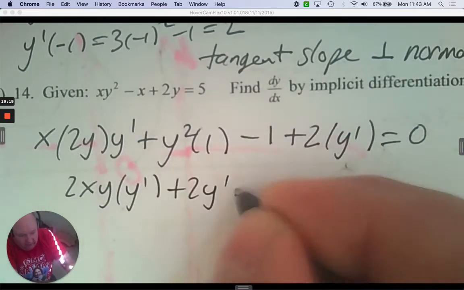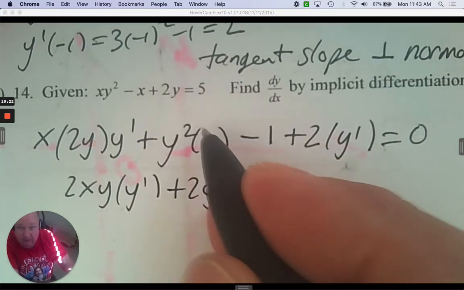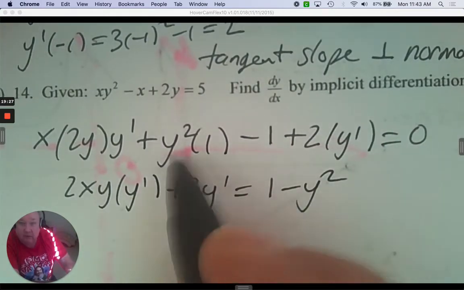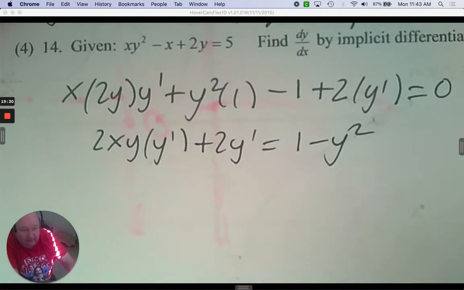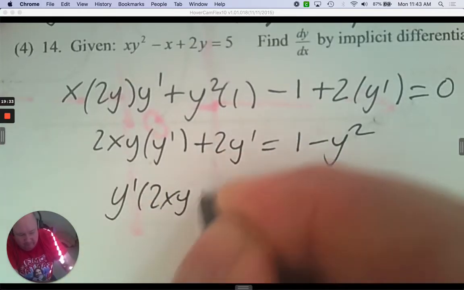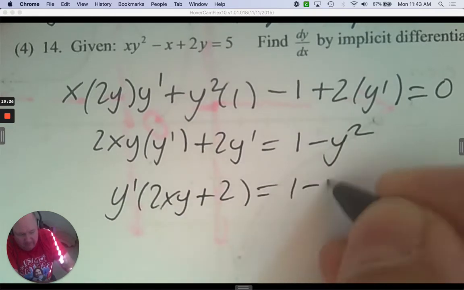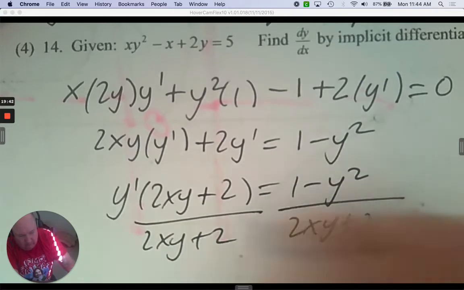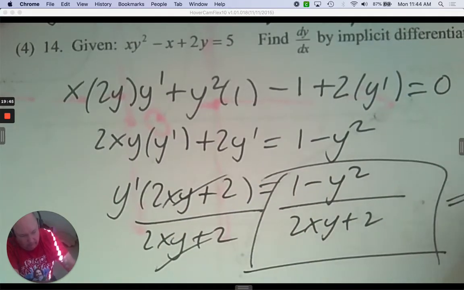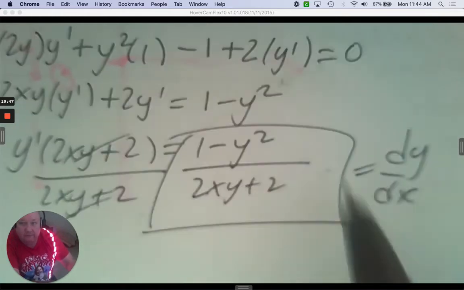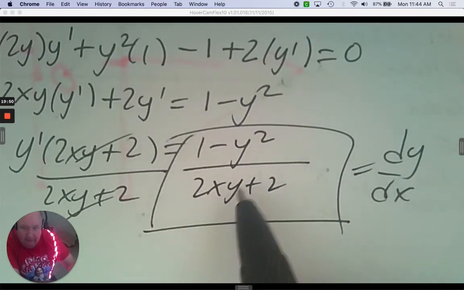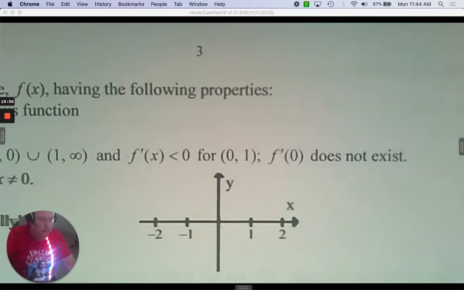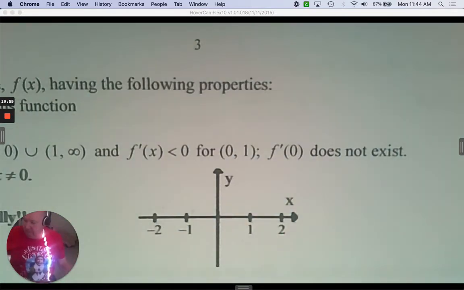So we're going to gather together the y primes. If it doesn't have a y prime, it's going to move to the other side. So I'm going to add 1, and I'm going to subtract y squared, so it's on the other side of the equation. I'm going to factor out a y prime, and then I'm going to divide to get my answer. And there's your answer. So when it's done implicitly, most of the time x and y will be part of the derivative formula. All right, turn the page.